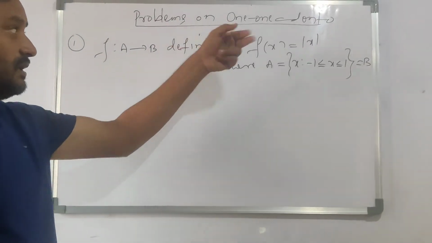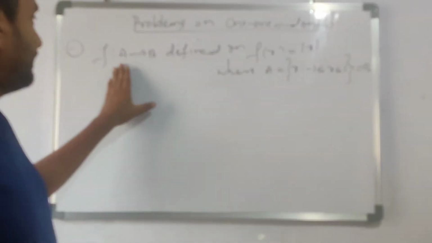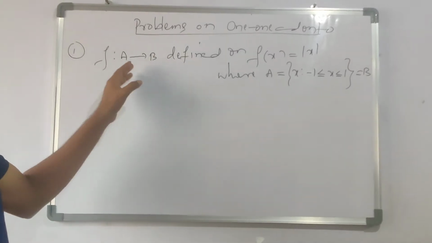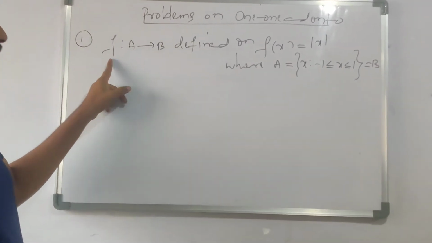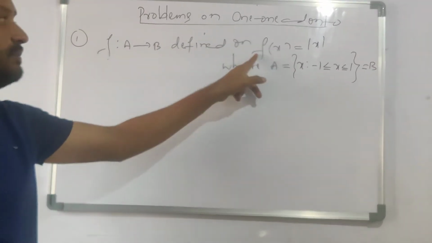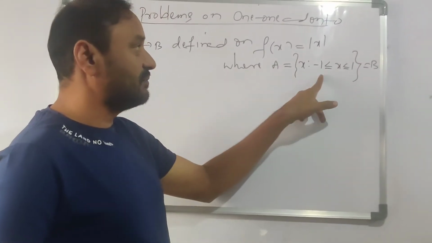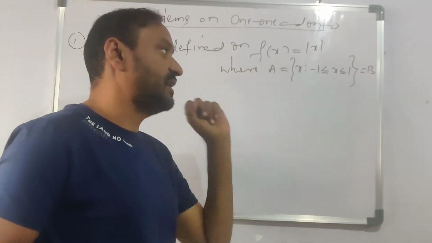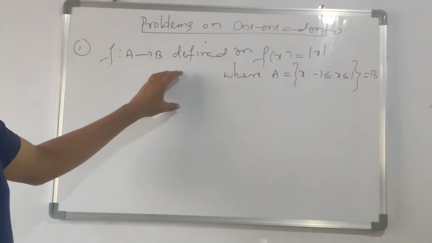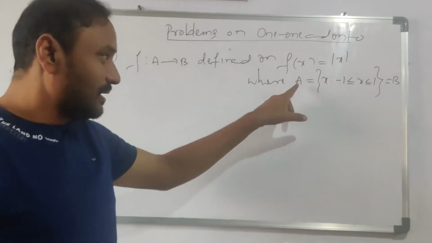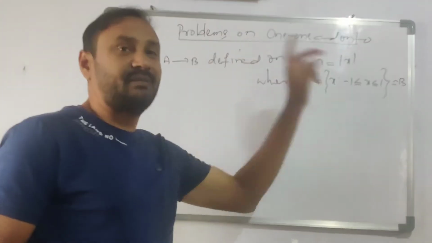Problems on 1-1 and onto. Verify 1-1 and onto on the given problem. First problem: f from A to B defined by f of x equal to mod x, where A equal to the set of x such that minus 1 is less than or equal to x less than or equal to 1, that is equal to B. So verify 1-1 and onto on this problem, where domain and codomain are equal to minus 1 to plus 1.